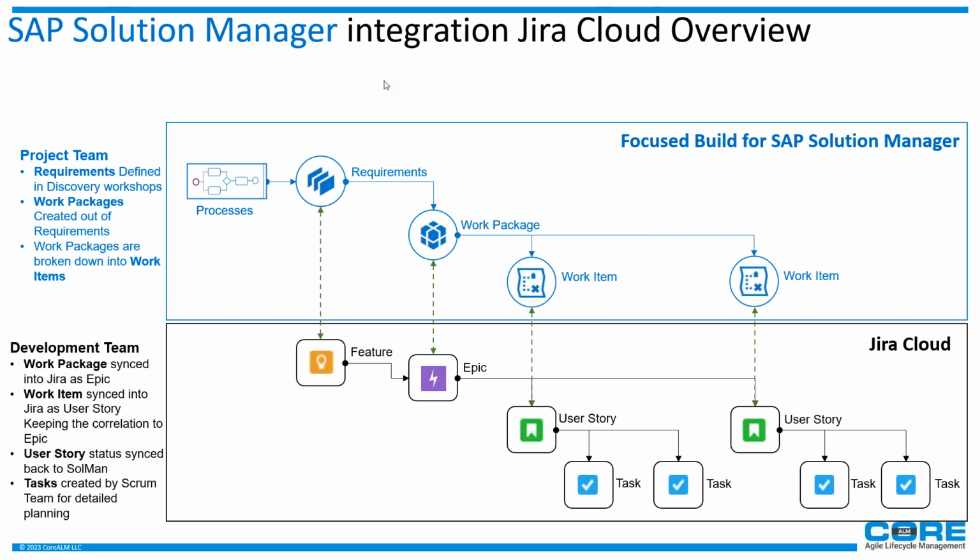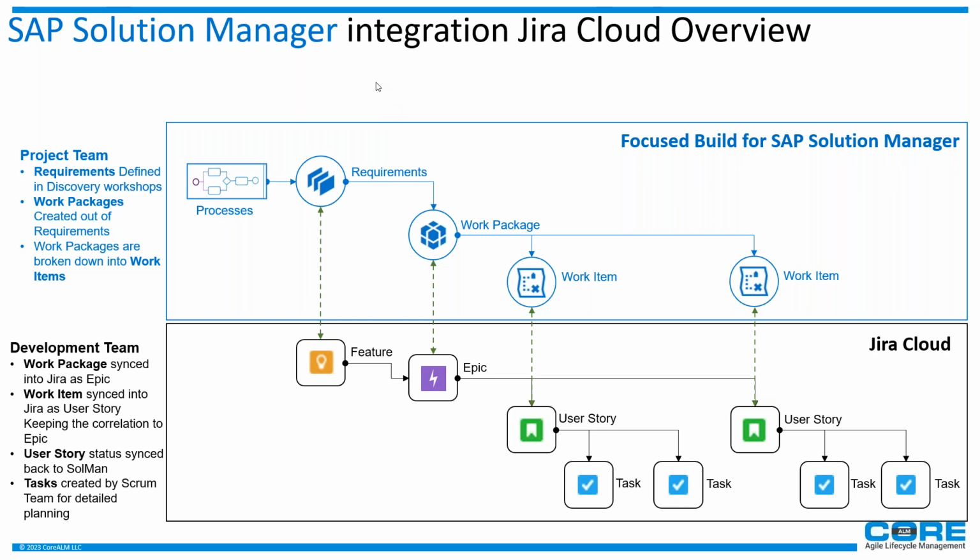Here it shows the two tools. So we see the process in Solman, it starts everything from the process, and in Jira you can start from feature or from epic. But the main point is that in Solman, with our CoreALM connector, we can connect all the issue types that we have in Solman. We can connect requirements, work package, work item, defect, and so on.